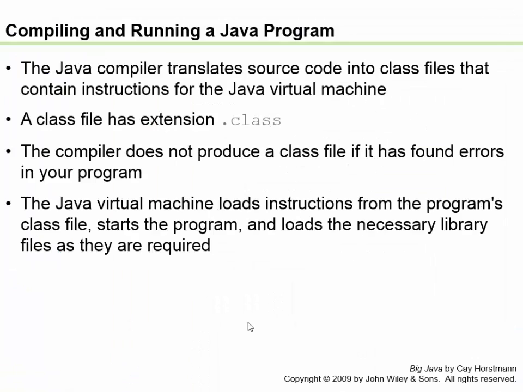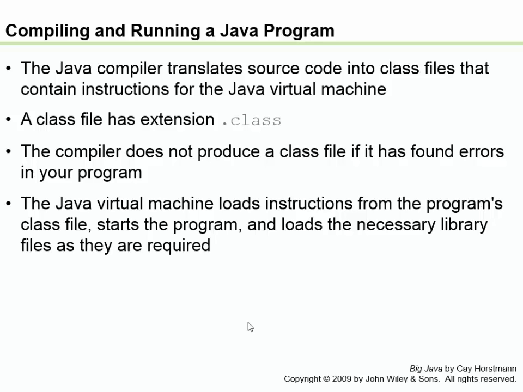So what does the Java virtual machine do? It loads the instructions for the program's class file, it starts the program, and also loads the necessary library files that are required. That happens at the beginning of every run. So who says you have to use NetBeans to compile your program? You really don't. Everything you need for compiling Java is available on the command line.